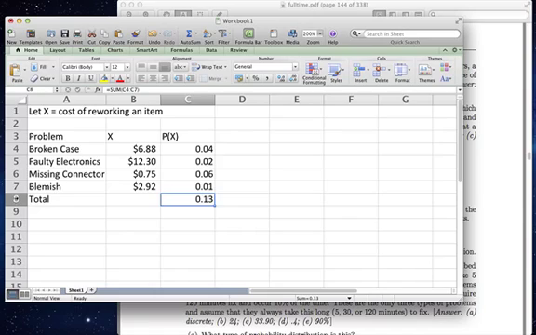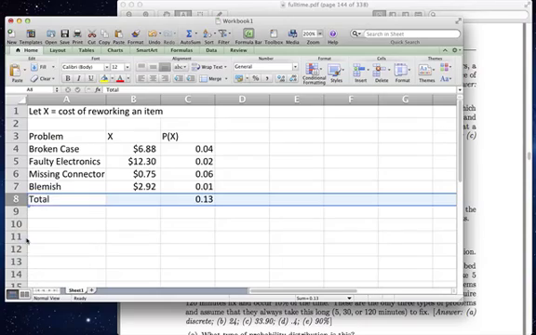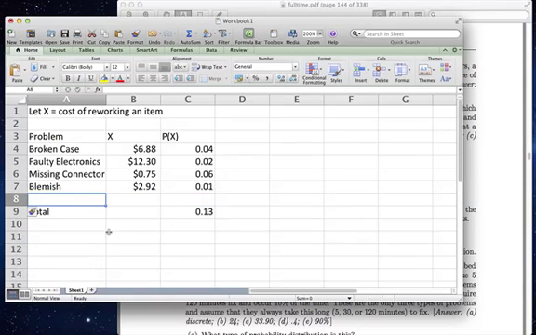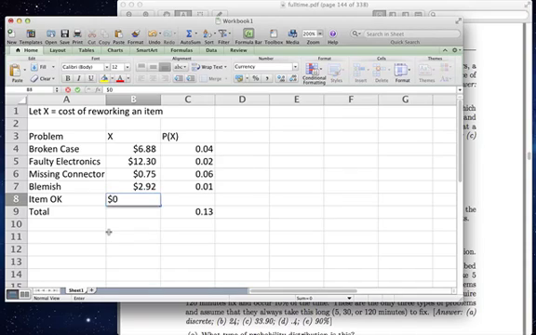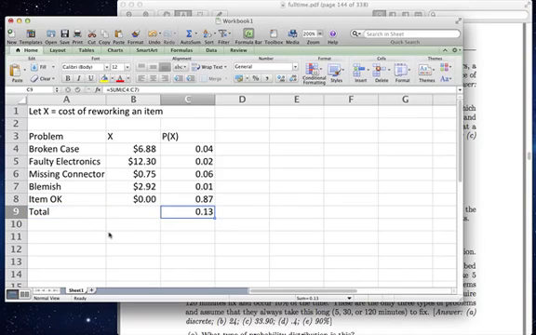What are we missing? Well, what we're missing is the possibility that our inspection came back and said the item is okay. So there were no problems. So what does it cost to rework an item that is declared okay? Well, the answer is 0. It doesn't cost anything. How likely is it that it's going to be okay? Well, it's going to be 1 minus 0.13, or 87%. Now let's go reevaluate this sum. So we're going to make this C8 instead of C7. And so now that adds up to 1.